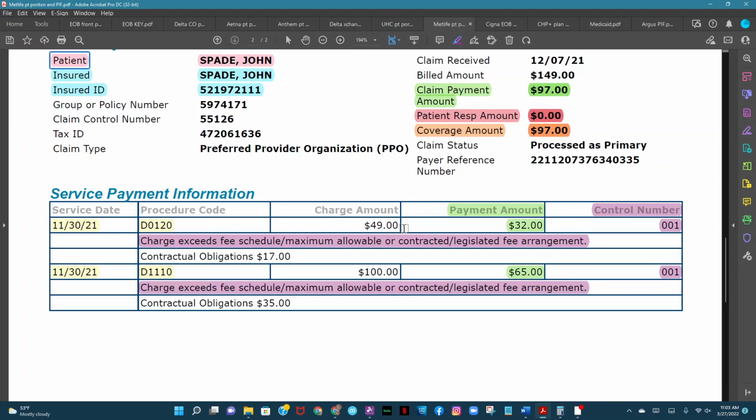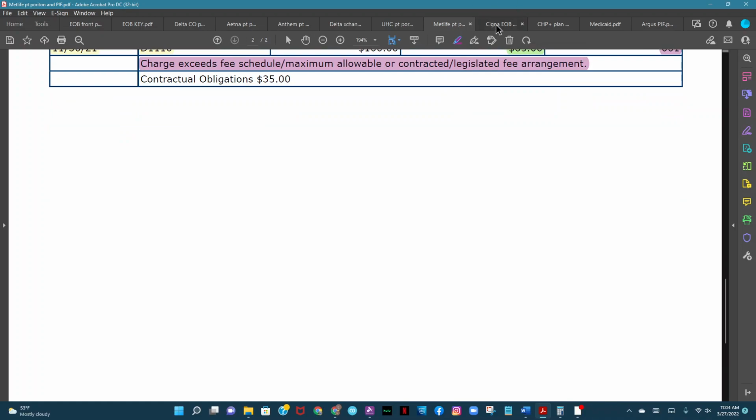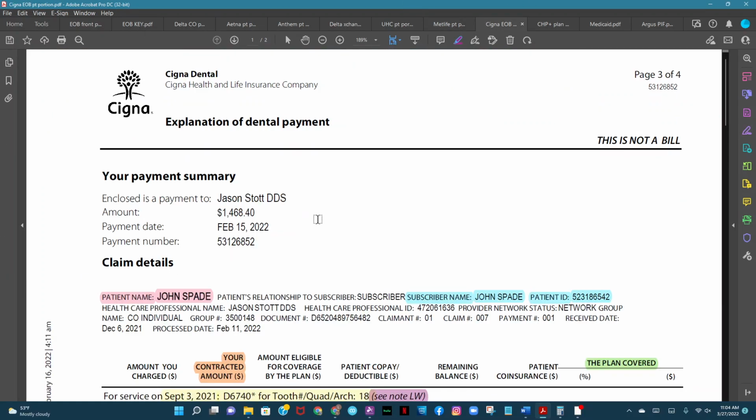In this case, because they did pay everything in full, you can look at the payment amount here of the 32 and the 65, and those are going to be the contracted fee amounts. Okay. Moving on to Cigna.